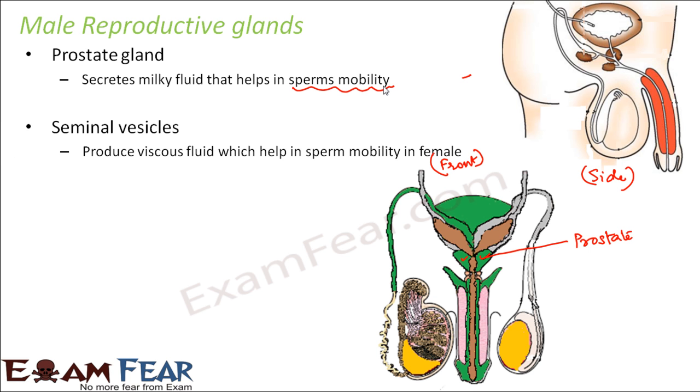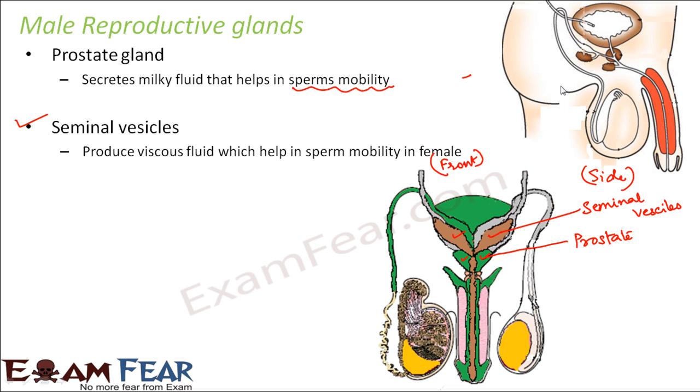The next gland is the seminal vesicle. Where do we have the seminal vesicles? Just above the prostate gland you see two brown colored structures. These structures are called seminal vesicles. When we look at the male reproductive system from the front view, you are able to understand that all these things exist in pairs.